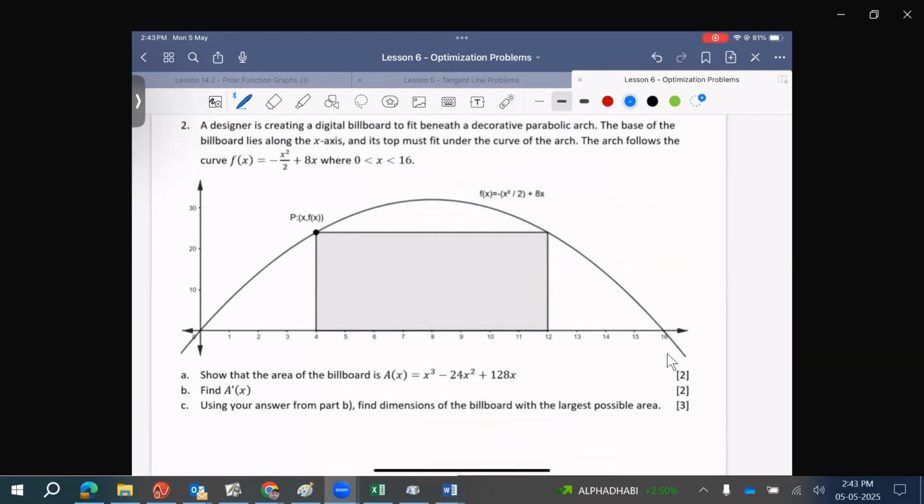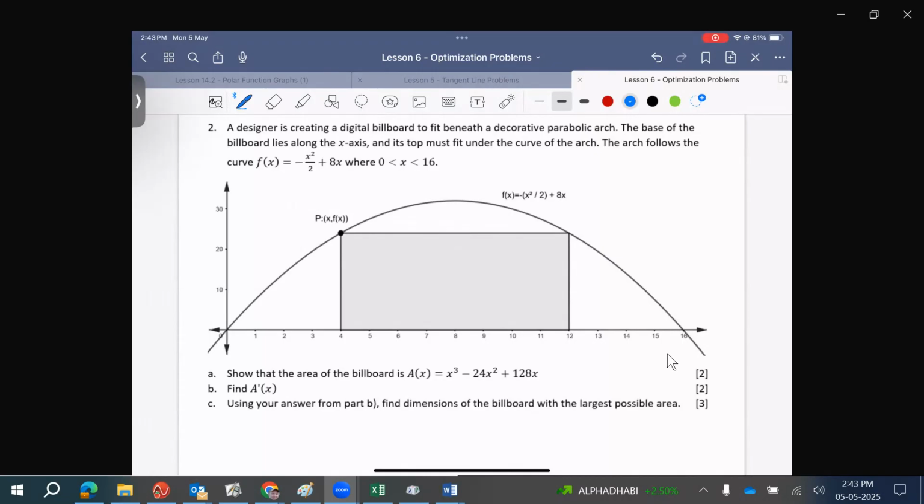Okay, that's our second question. A designer is creating a digital billboard to fit beneath a decorative parabolic arch. The base of the billboard lies along the x-axis and its top must fit under the curve of the arch. The arch follows the curve f of x from 0 to 16. We can see the information there in the diagram.